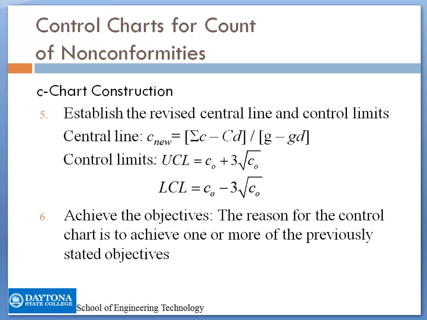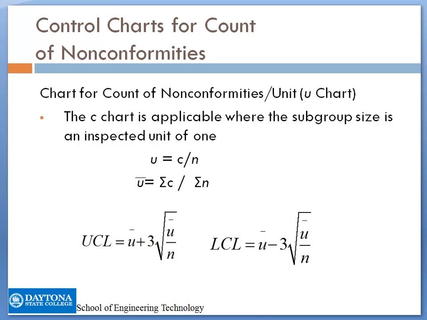chart, and if you have some out of control state, you will have to recalculate the central line and control limits by removing those points that are out of control. And make sure that you achieve the objective. And the reason for the control chart is to achieve one or more of the previously stated objectives. The C chart is applicable where the subgroup size is an inspected unit of 1.